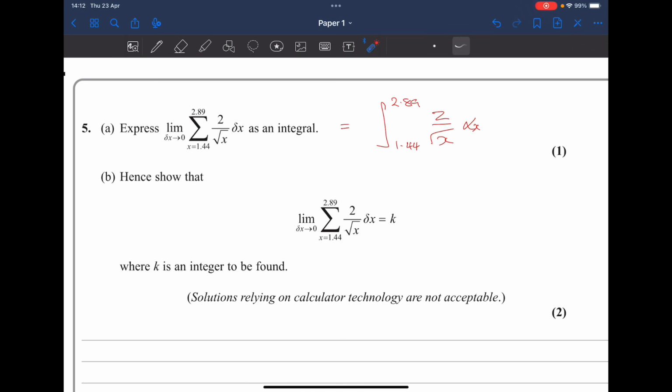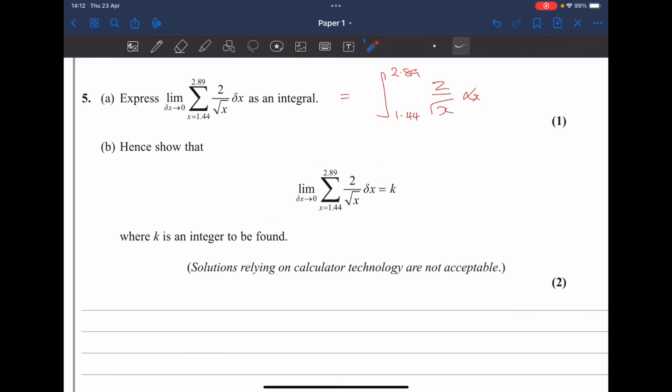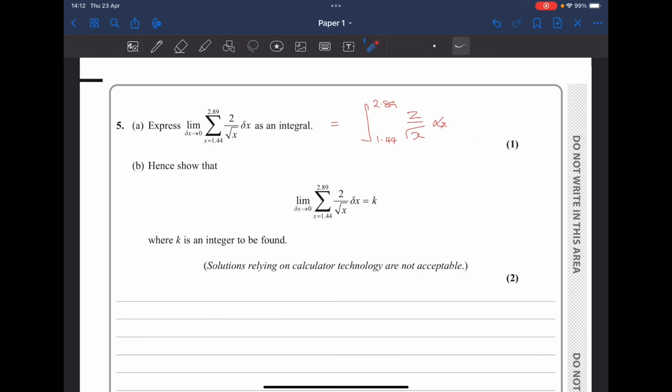That's all good. Now show that equals some number. So it's just to do the integral, basically, to solve this thing. So let's do that. I'm going to rewrite this as 2 times x to the power of negative a half. So doing the actual integral now, we're going to raise that power by 1, x to the half, divide 2 by a half. So divide by half, same as times by 2. So we'll have a 4 out there. And then we have those limits of 2.89 over 1.44.